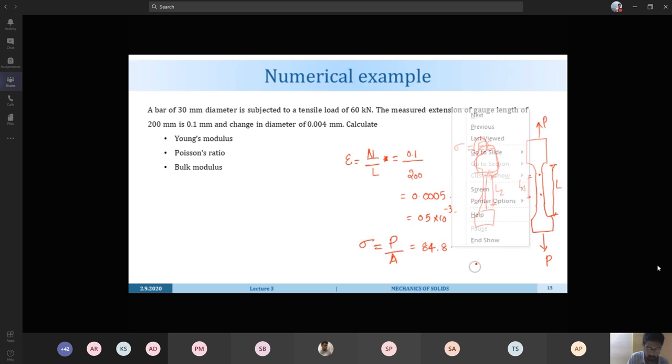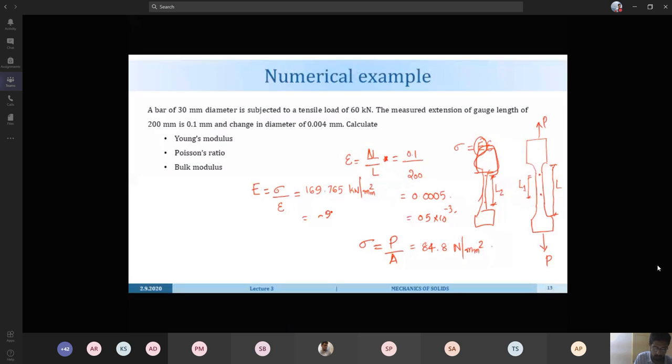Newton per millimeter square. And from this we can calculate the Young's modulus. Young's modulus is 169.765. Unit? 169.765 kilonewton per millimeter square. Kilonewton per millimeter square. Yeah, exactly. So we write it as 169.765.